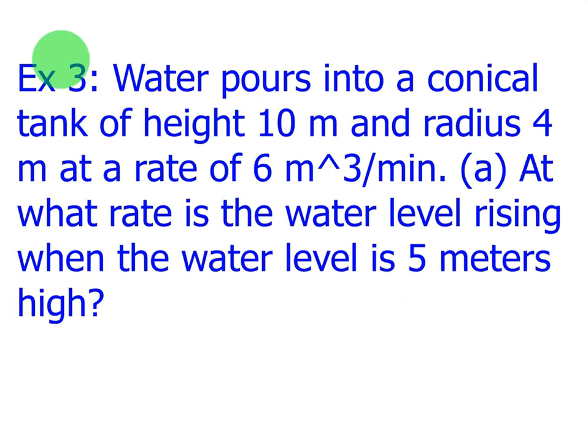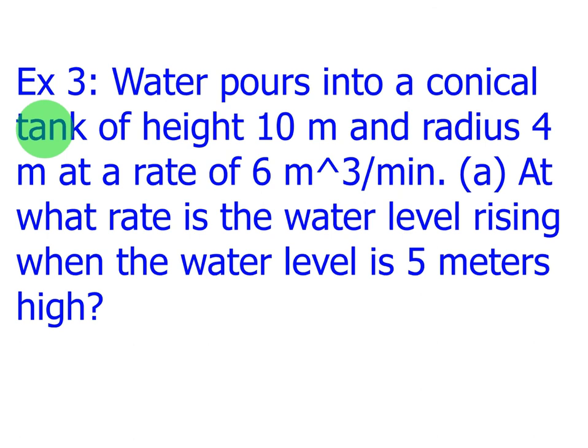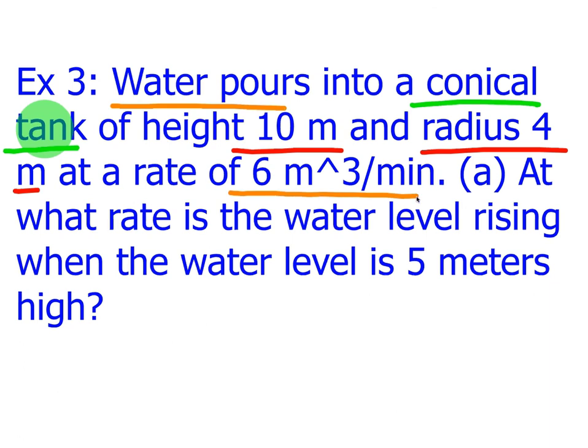Okay. It says water pours into a conical tank, so kind of like example 1, except the tank is a cone. So I'm going to underline that. A conical tank, the tank has a height of 10 meters and a radius of 4 meters. And the water is pouring in at a rate of 6 cubic meters per minute. So, with our rectangular tank, it was pouring in at a rate of 3.3 cubic meters per minute. This one's pouring in much faster at a different shaped tank.